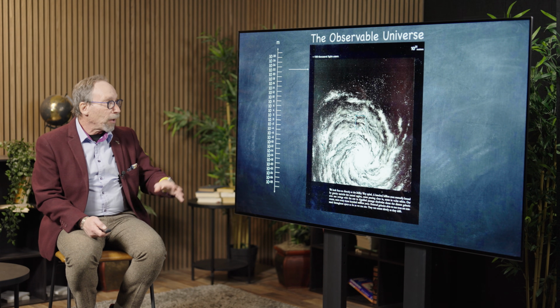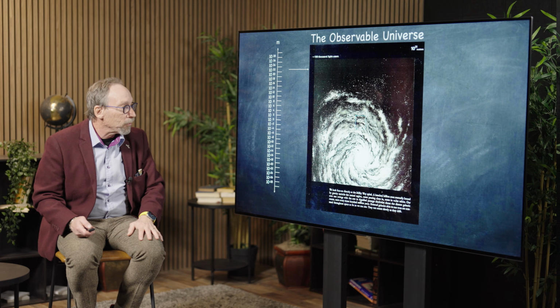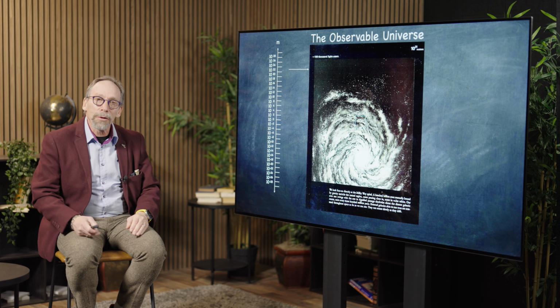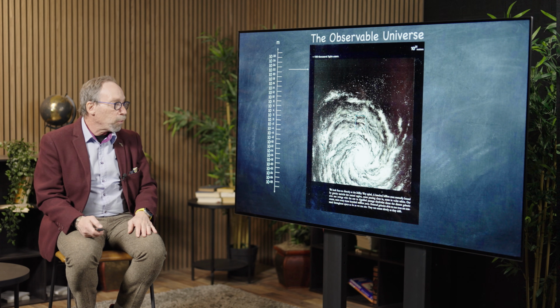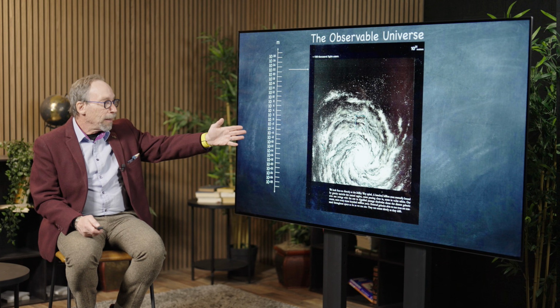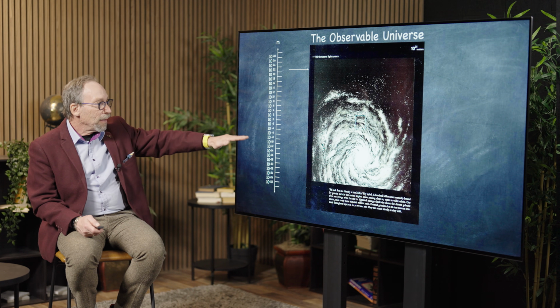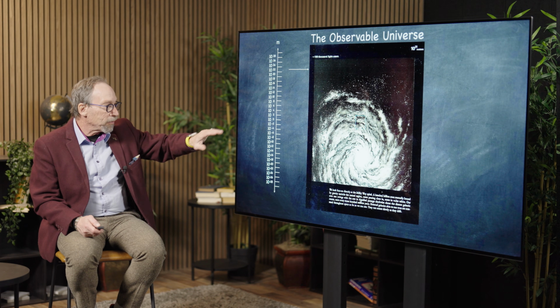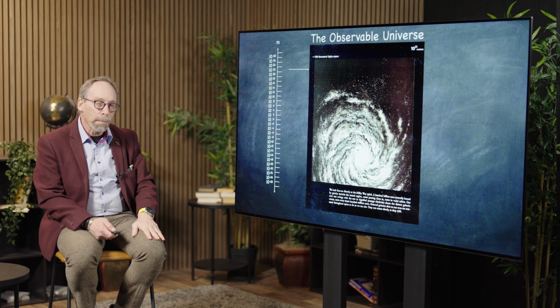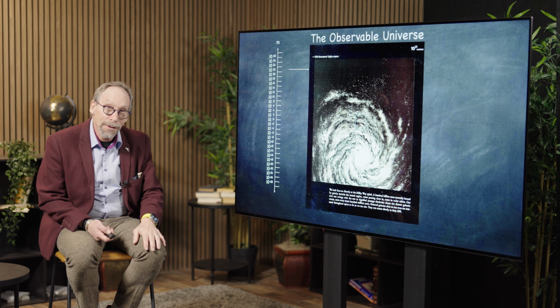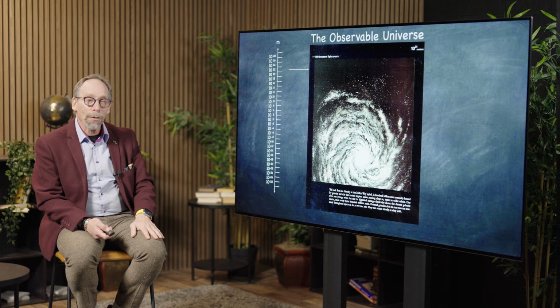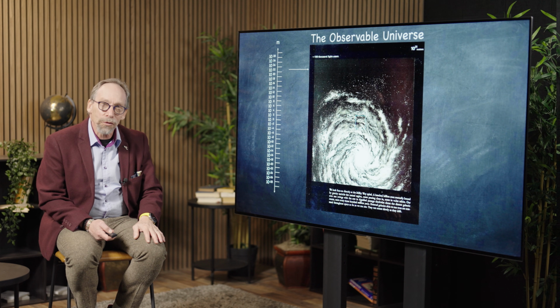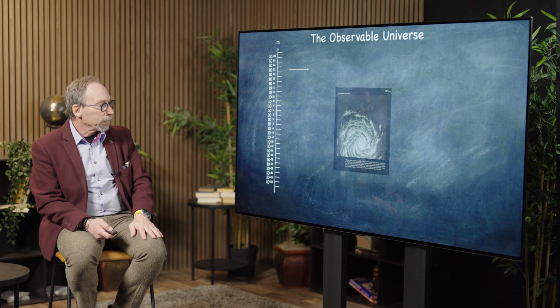To get to the scale of our galaxy, we have to go to about 100,000 light years. Our galaxy is about 100,000 light years across, 10 to the 21 meters. And you could see, if you were standing outside of our galaxy, the filamentary structure and the fact that our sun is on the edge of one of the spiral arms. And again, is that significant that we're on the edge of the spiral arms? Is that important for the evolution of life? We don't know.